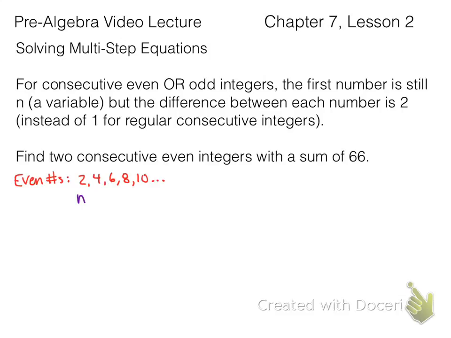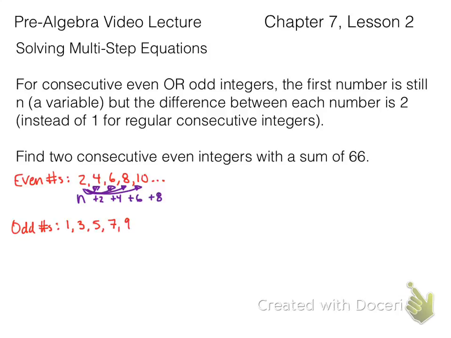So even numbers, you're counting by 2. So if I don't know which even number I'm starting at, n, the next number is going to be plus 2. The number after that's going to be plus 4, plus 6, plus 8. So again, we're counting by 2's. But you know what? It's the same thing for odd numbers. 1, 3, 5, 7, 9.